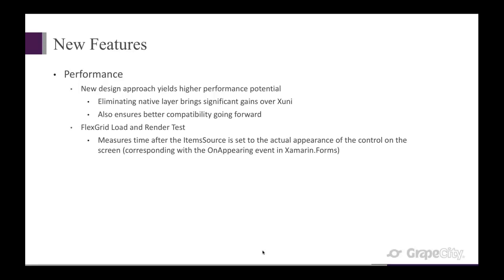So I'm going to talk a little bit about FlexGrid here because it's the control that's probably the most sensitive to performance changes. There's this load and render test that we did. All this really measures is the time after we set the item source to the actual appearance of the control on the screen. And this is in Xamarin Forms. So this is basically, the moment you give data to FlexGrid, how long it takes to visually display it.